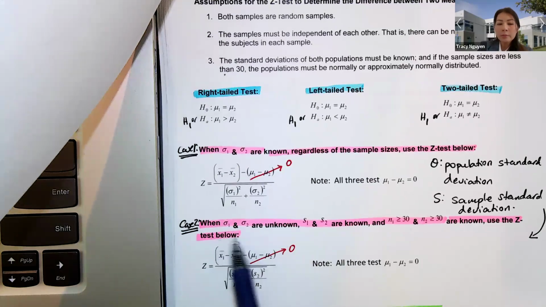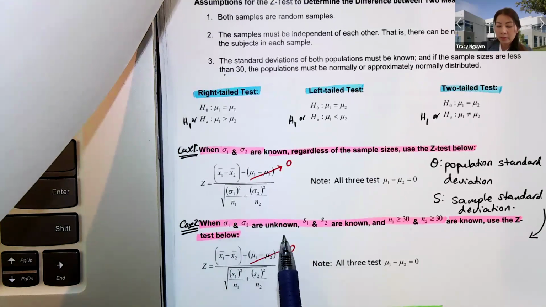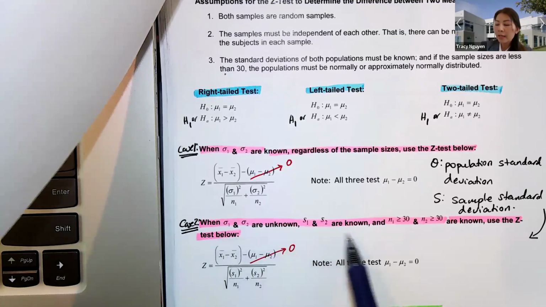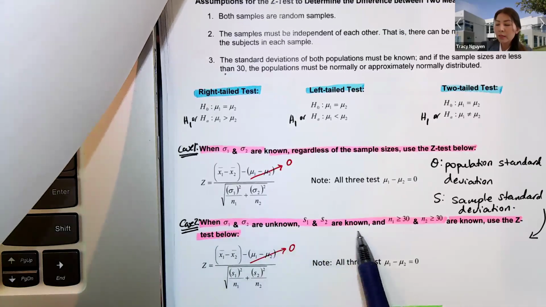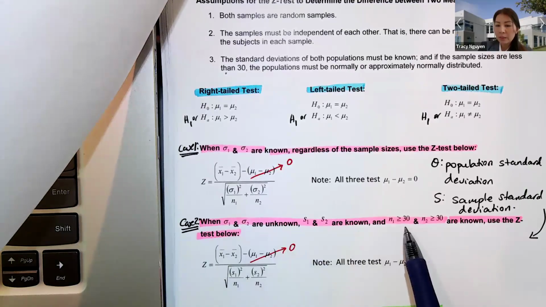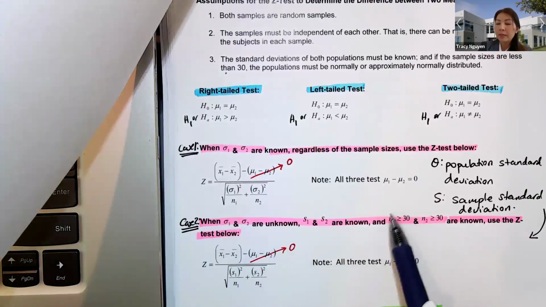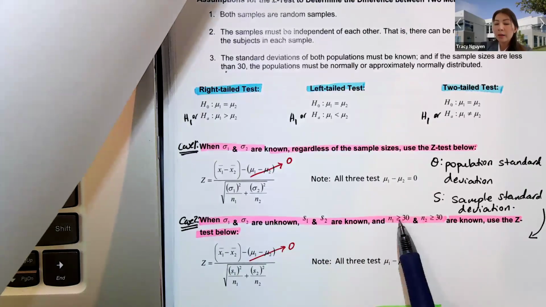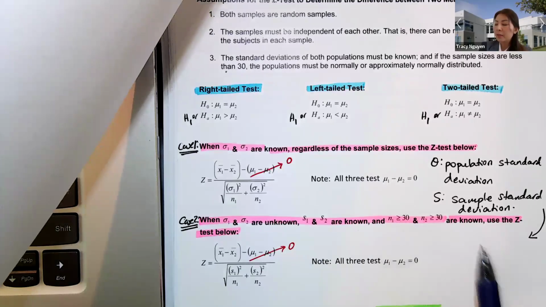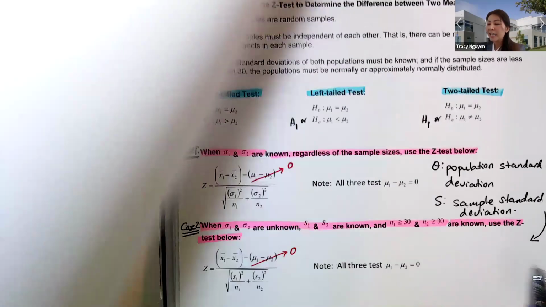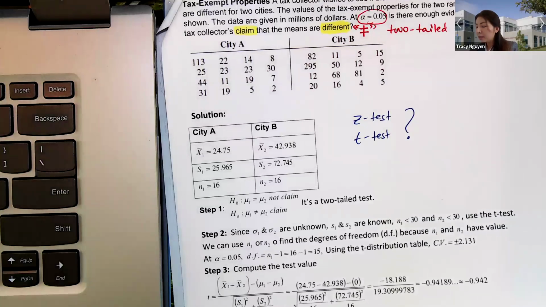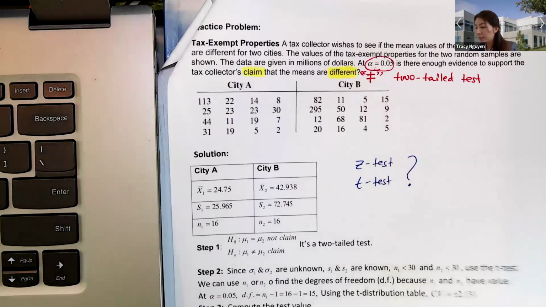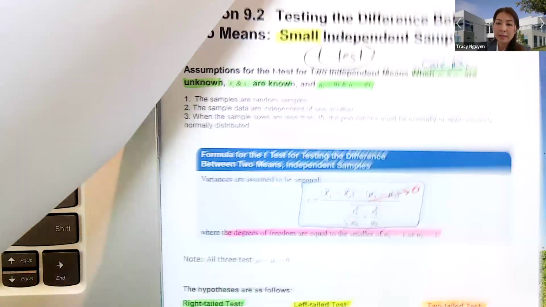Case 2, sigma 1 and sigma 2 are unknown. That's true. s1 and s2 are known. That's true. n1 is greater than or equal to 30. We don't have this because our n1 is only 16. As soon as we fail one of the requirements for n already, we don't need to check the other n value. So we know that the z-test does not apply to this practice problem. But we're going to see if the t-test applies here, all right?